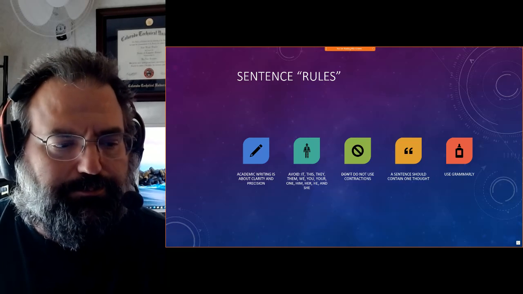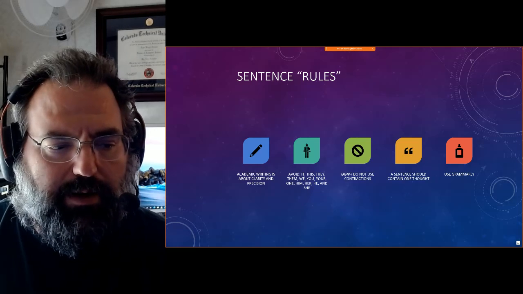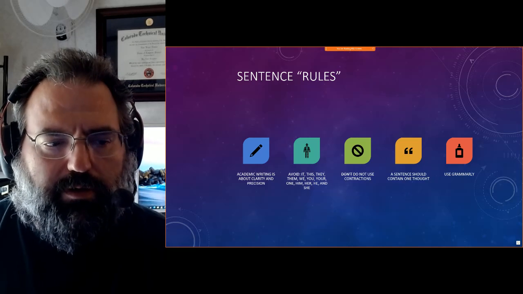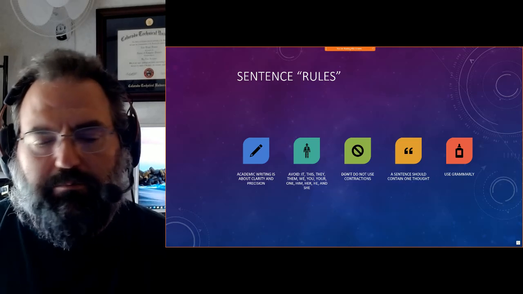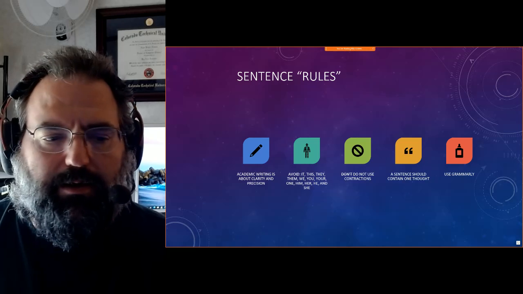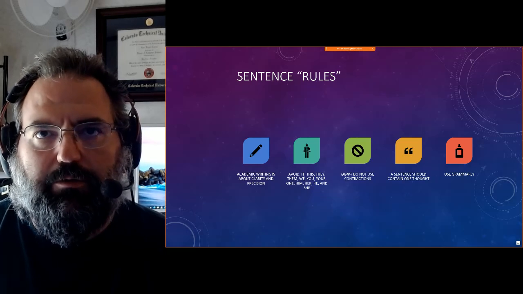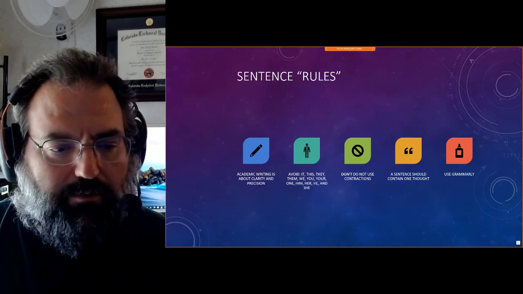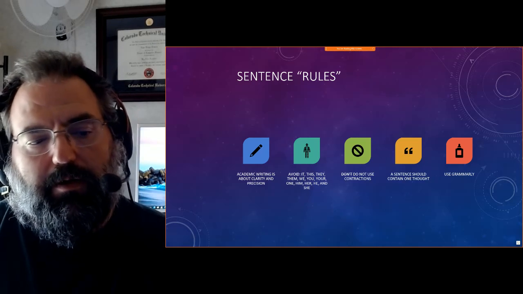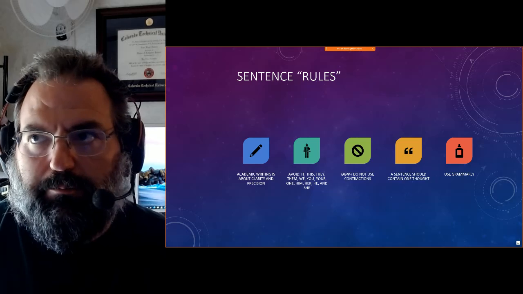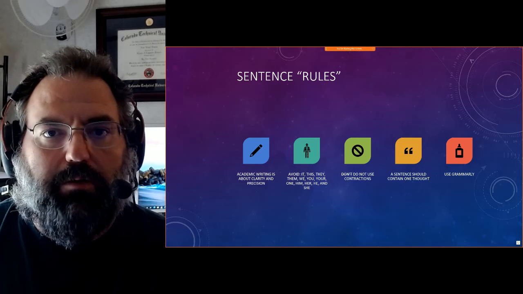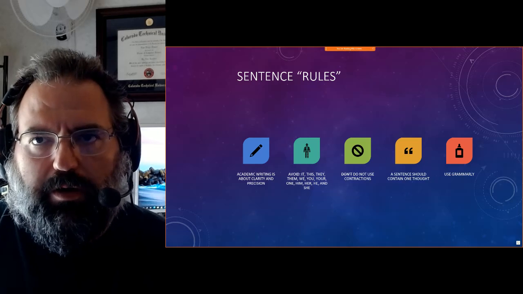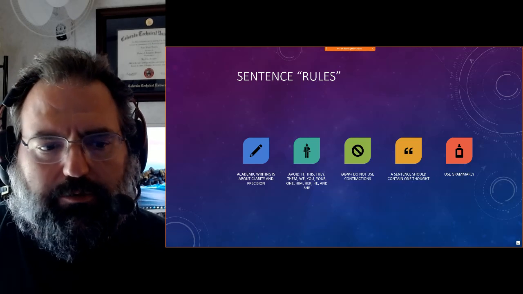So, some sentence rules. Academic writing is about clarity and precision. It's about making it very clear what you have to say, so you avoid ambiguous words like they. Who is they? Or she? Who is she? In general, you want it to be very clear whom you're speaking of, or what you're talking about. It could mean lots of different things, so you typically want to make sure it's very clear. That's not to say you never use those words, but you do so in a way where it's obvious to the reader what you're referring to.